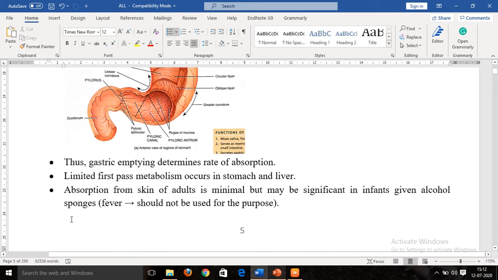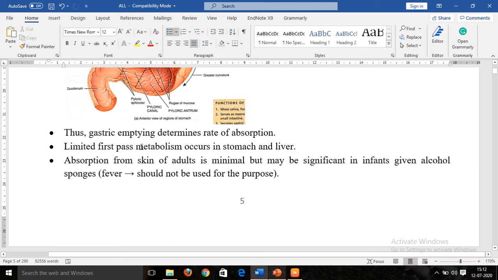Then a small amount of first pass metabolism may also take place in the stomach and the liver. That is, the metabolism may take place before the alcohol is absorbed into the systemic circulation.